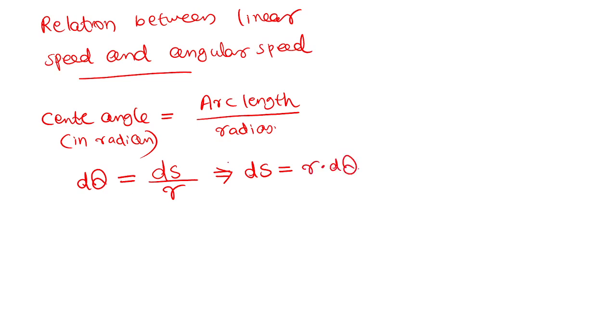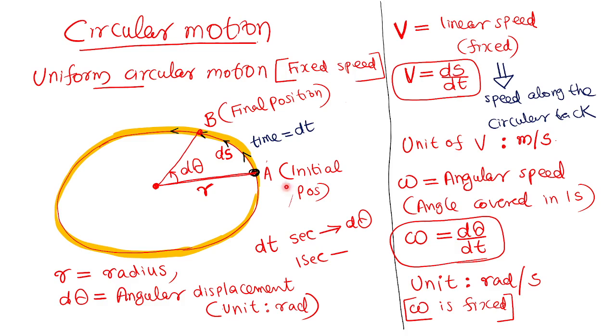If you don't understand, you can ask me, but let me complete it first. If I do the cross multiplication, ds equals r d theta. ds is the arc length, or the distance I travelled in a small time interval dt.